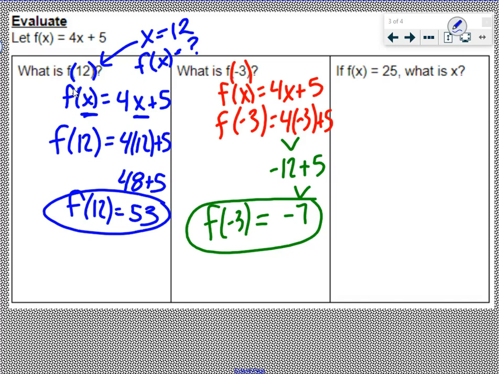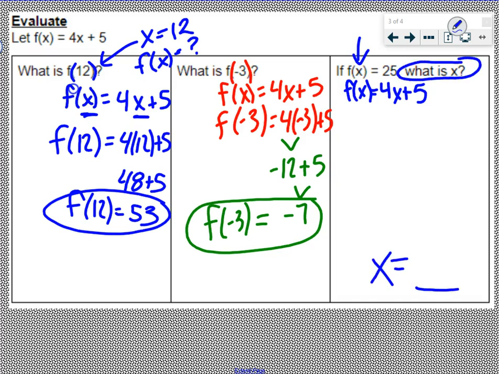And last, if f of x equals 25, what is x? Now, if we write our function underneath that, we should see that we don't have a value for x. That is actually what we're looking for. Our answer needs to be x equals some number.